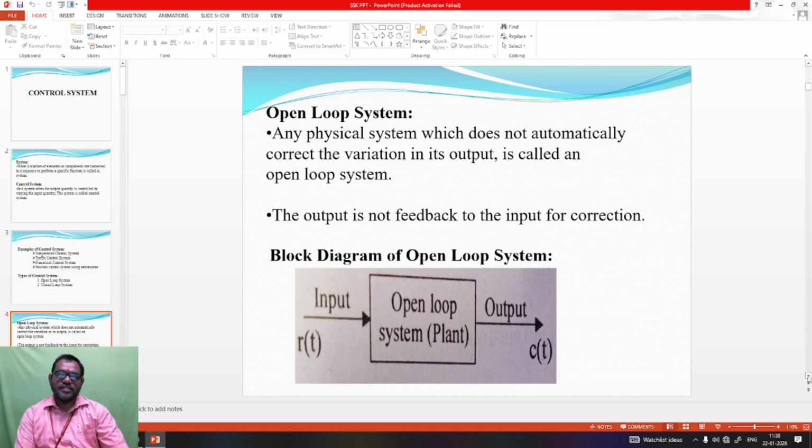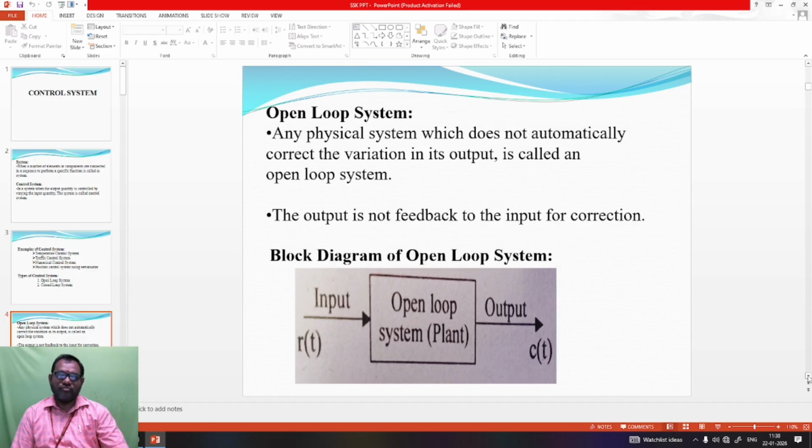Any physical system which does not automatically correct the variation in its output is called an open loop system. So this is the definition. It is a physical system which does not automatically correct the output variation. This is the drawback, so we are not using it for particular specific applications. The output is not fed back to the input for corrections. This is also one of the major drawbacks in the open loop system. There is no feedback at all.